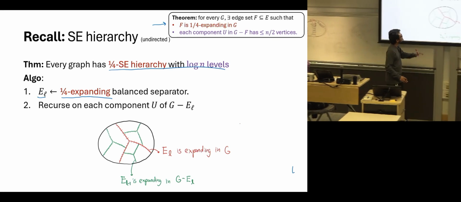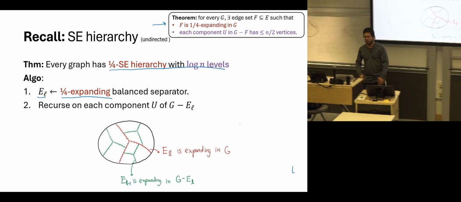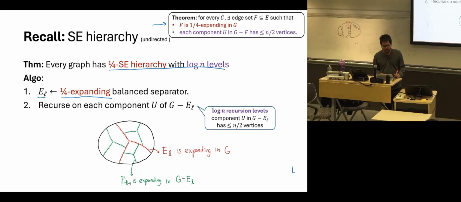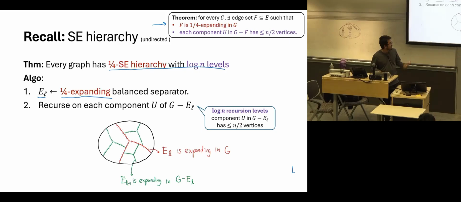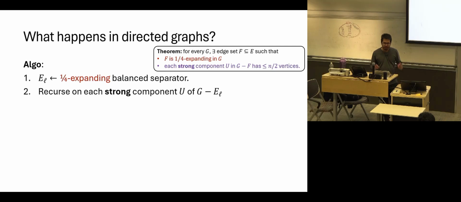And then you recurse on each component here. So that's just gonna give you SE hierarchy in the unrelated case. There's gonna be log n recursion depth because each piece has size less than half. So now let's see what happened in the directed graph.